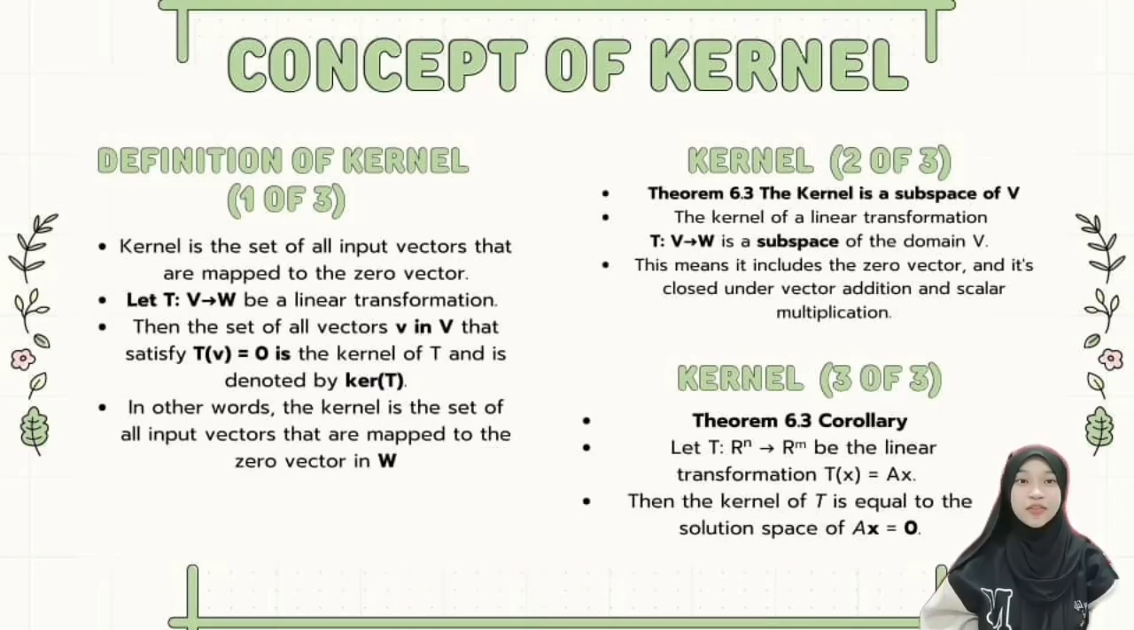Lastly, the concept of kernel 3 of 3. By theorem 6.3 corollary, let T: R^n to R^m be the linear transformation T(x) = Ax. Then the kernel of T is equal to the solution space of Ax = 0.